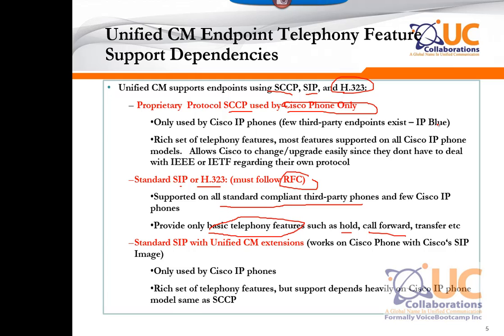Now, if you use Cisco's modified SIP image with Call Manager extension, which only works with Cisco IP phones, this type of image basically provides something very similar to what the proprietary SCCP protocol does. A rich set of telephony features is supported, depending heavily on the IP phone model. So again, with a Cisco SIP image, depending on what kind of phone you have, the features could vary. For example, the 9951 will have video capability, a bigger, more colorful LCD screen, whereas a 7961 SIP-enabled phone may not have the color LCD screen and may not have the video capabilities.